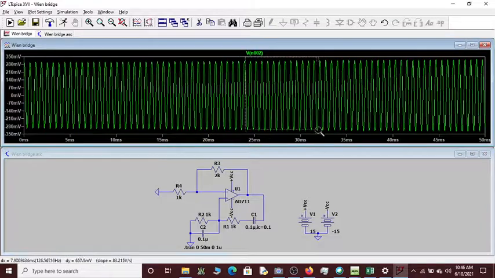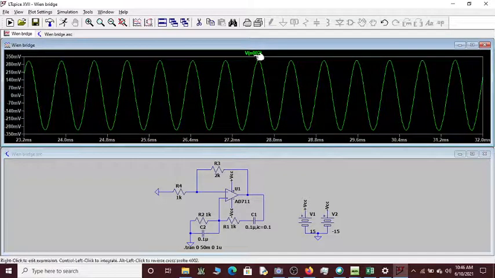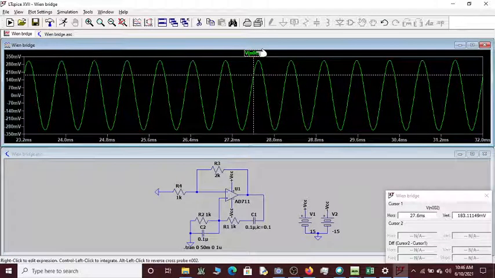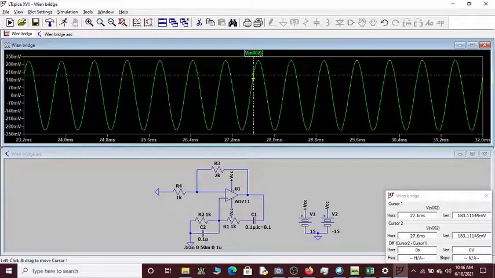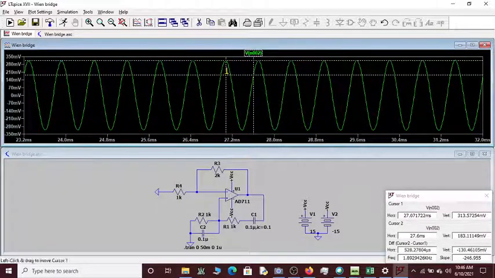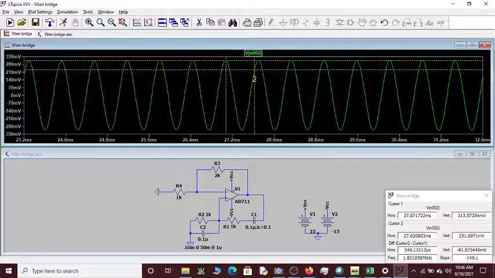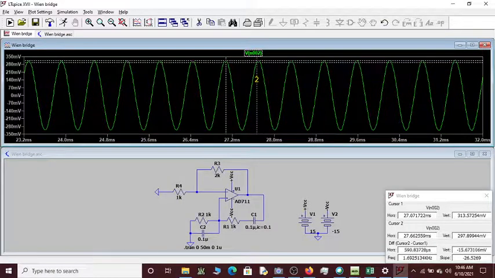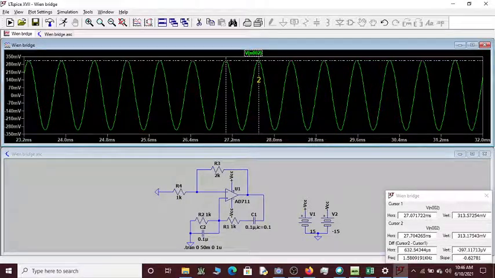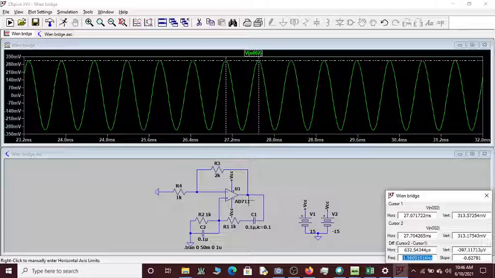See, this is the oscillation. We can actually find out the frequency of this. The frequency happens to be 1 over 2 pi RC, since the value of R and C is 1K and 0.1 microfarad. The frequency has to be 1.59 kilohertz. You can see it's almost there. We are at a frequency of 1.58 kilohertz. This is with the gain equal to 3.